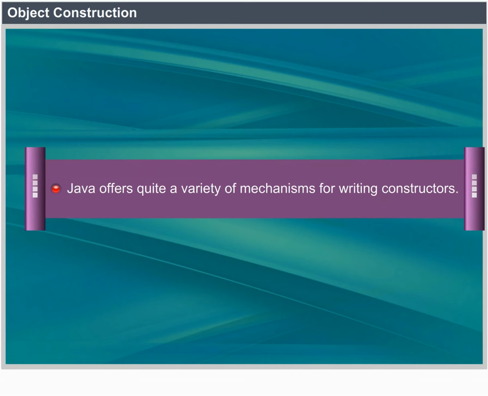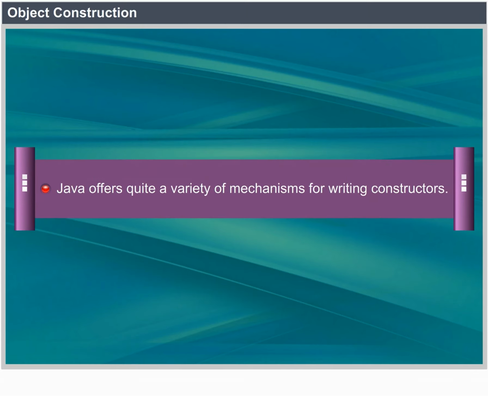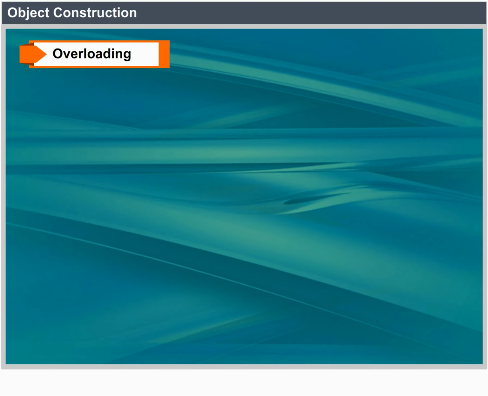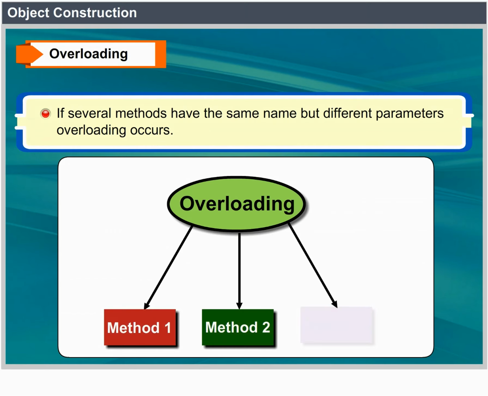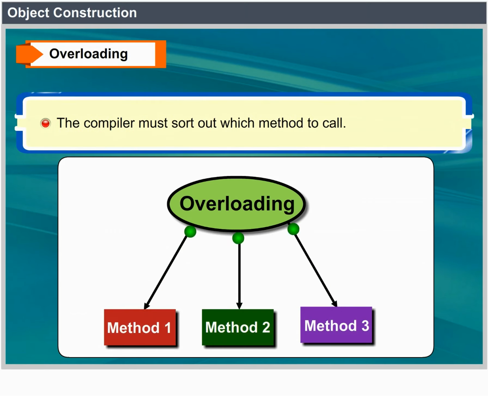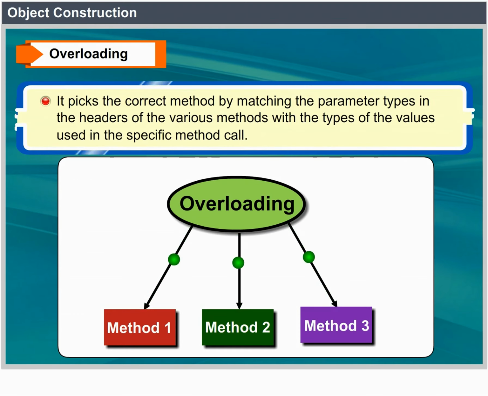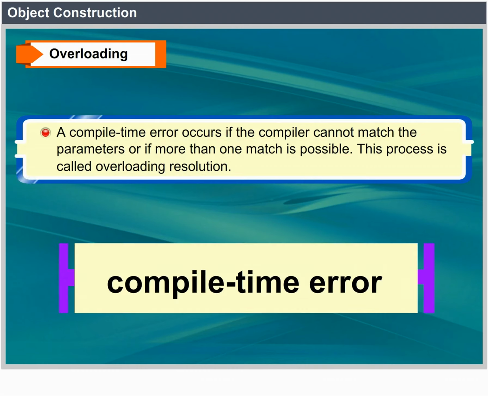Object construction. Java offers quite a variety of mechanisms for writing constructors. Overloading. If several methods have the same name but different parameters, overloading occurs. The compiler must sort out which method to call. It picks the correct method by matching the parameter types in the headers of the various methods with the types of the values used in the specific method call. A compile-time error occurs if the compiler cannot match the parameters or if more than one match is possible. This process is called overloading resolution.